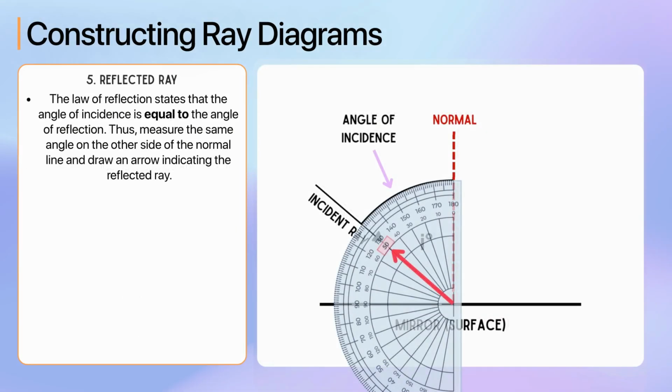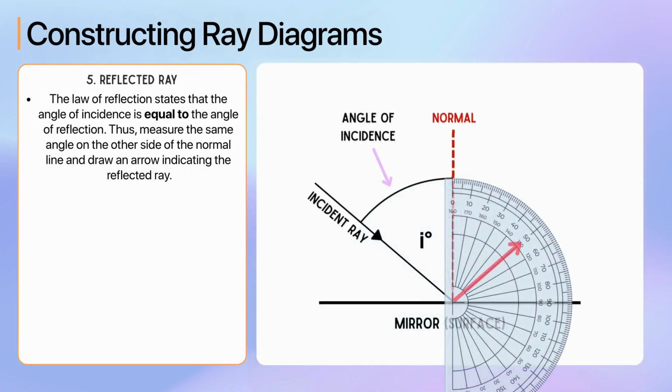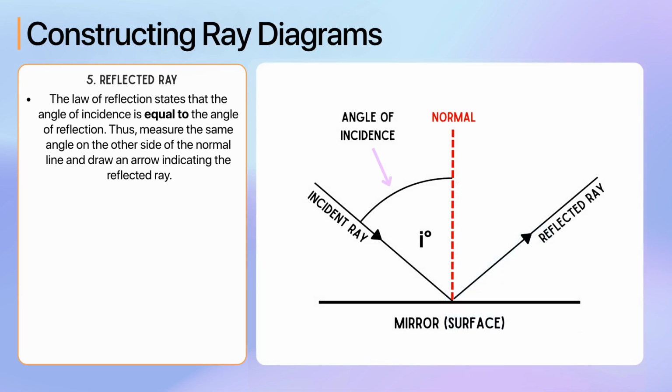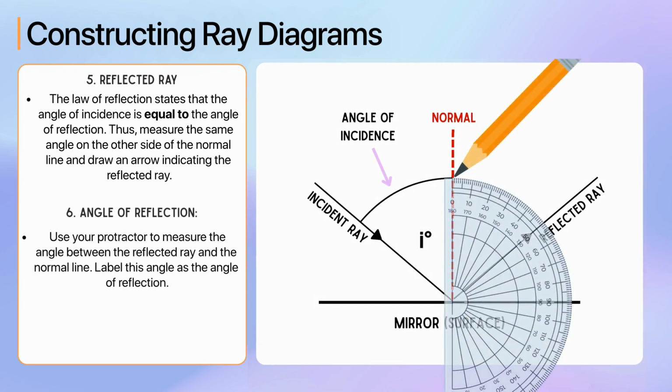According to the law of reflection, the angle of incidence is equal to the angle of reflection. With that in mind, measure the same angle on the other side of the normal line, and draw an arrow indicating the reflected ray. Finally, use your protractor to measure the angle between the reflected ray and the normal line.